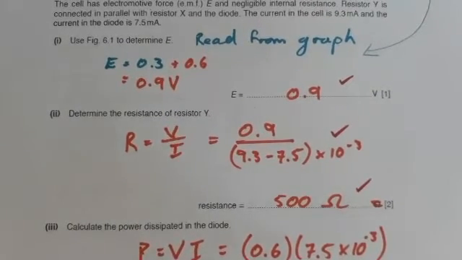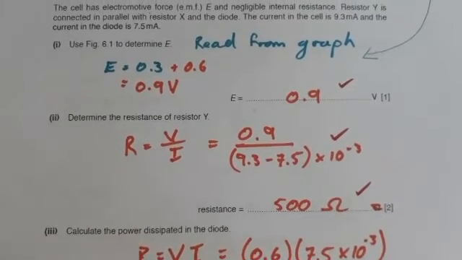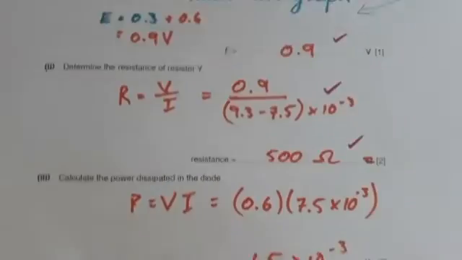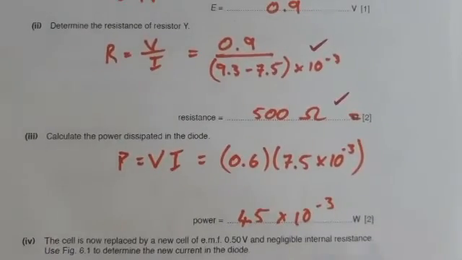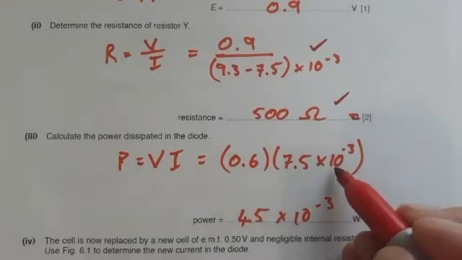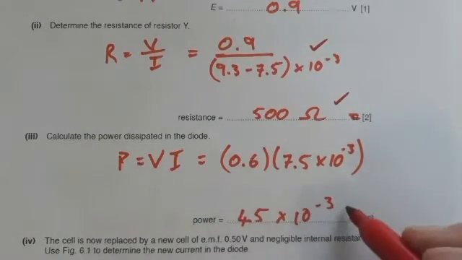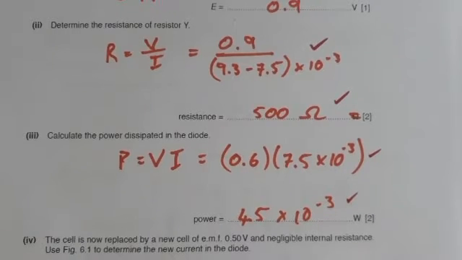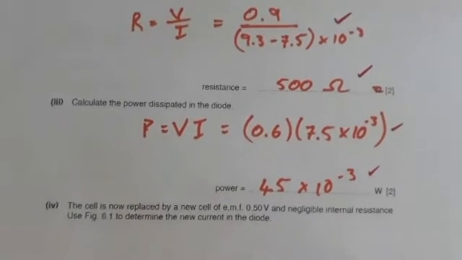Calculate the power dissipated in the diode. Okay, well, we've done power now a few times. Power is potential difference times current. We have the current by diode. I have the potential difference. I can calculate my power. That's fine.